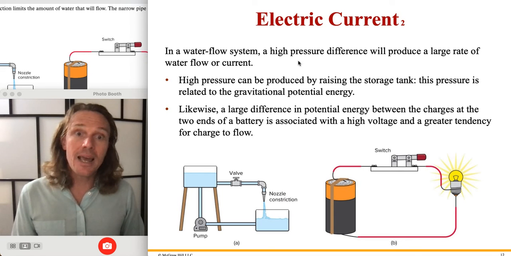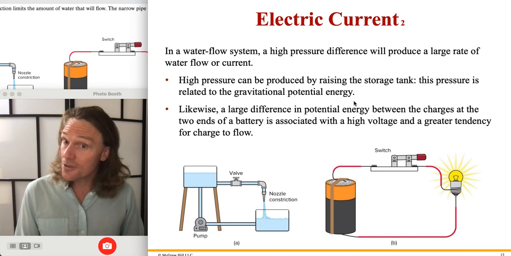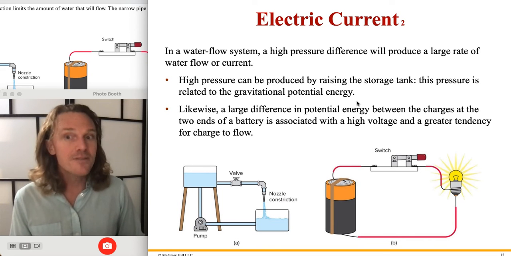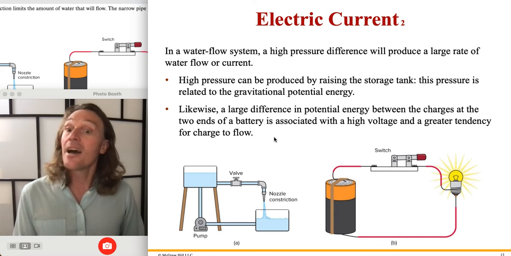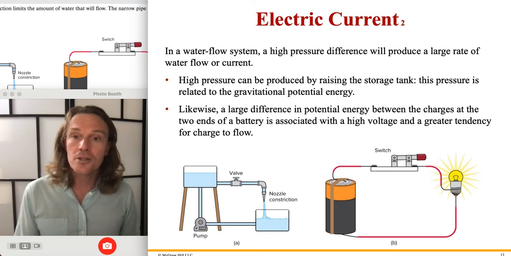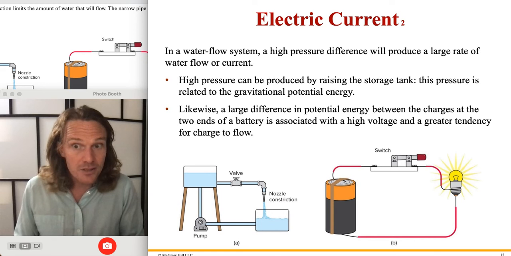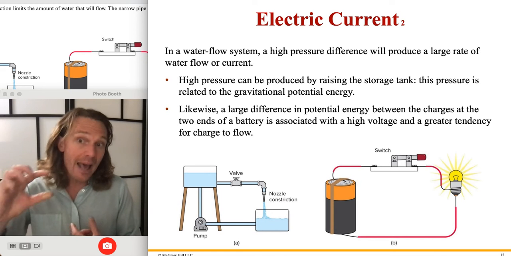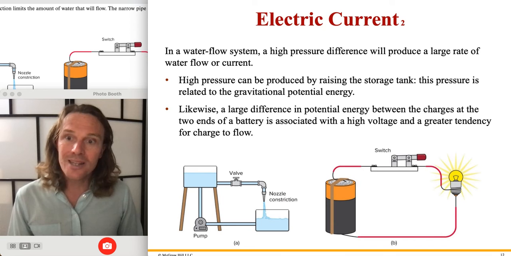So in a water flow system, a high pressure difference will produce a large rate of water flow or current. The high pressure can be produced by raising the storage tank, right? This pressure is related to the gravitational potential energy, see? That's why I said that's what drives the system, the potential to do work. Likewise, a large difference in potential energy between the charges, electrical potential energy, is going to create a high voltage, because it's so easy to go from energy to voltage, just divide by charge. So if I wanted to know how many volts my battery has, that's literally the joules in it divided by the total charge of all the electrons in it.